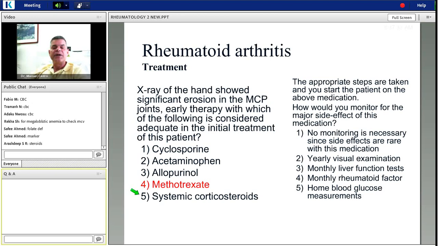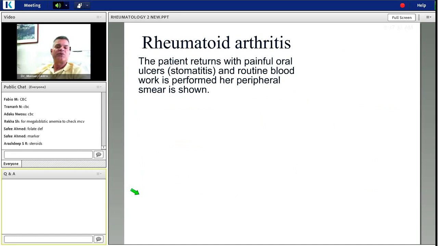Monthly liver function test, very important as well as CBC when you are starting a patient on methotrexate. So remember that I told you these are things that they're most likely going to ask you on your test, okay? On a USMLE Step 2, they're probably going to go for those. The patient returns with a painful oral ulcer or stomatitis, and routine blood work is performed. Her peripheral blood smear is shown.